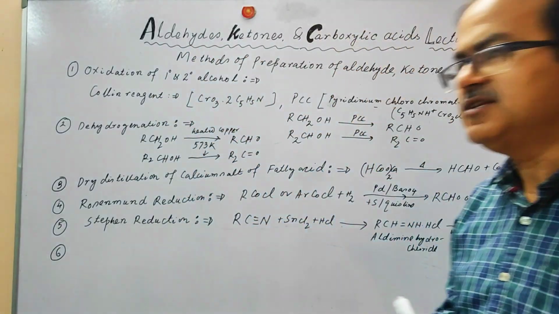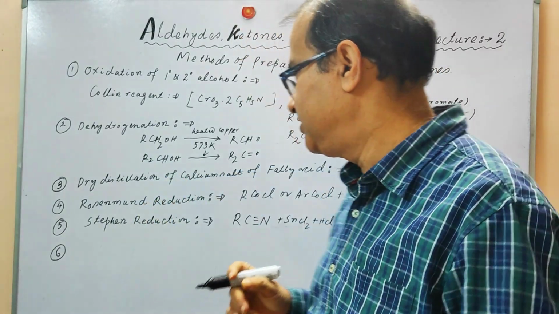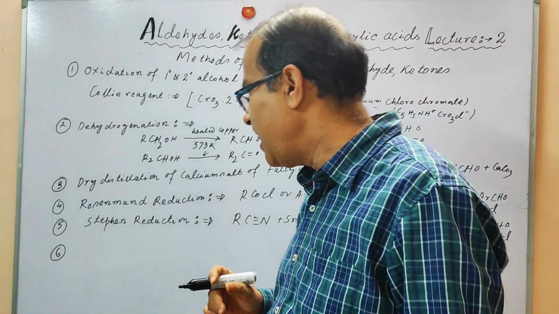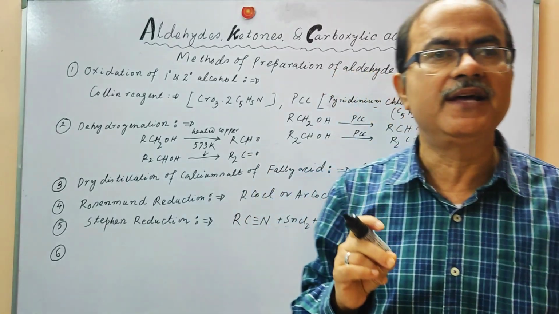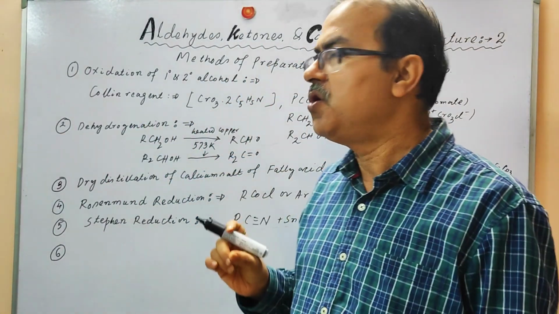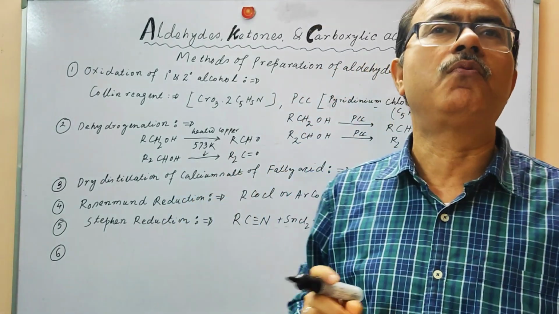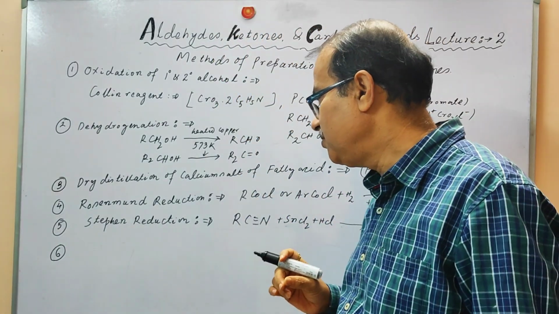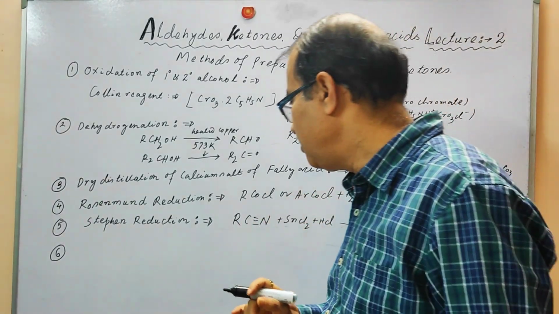When this nitrile is reduced in presence of diisobutyl aluminum hydride. Diisobutyl aluminum hydride is a good reducing agent, and it has a very important application: when there is a double bond present, it will not break or affect this double bond portion of the compound. So this can be used in the case of nitriles also.